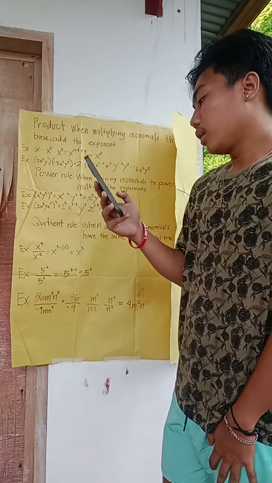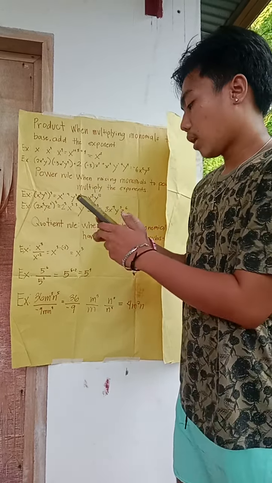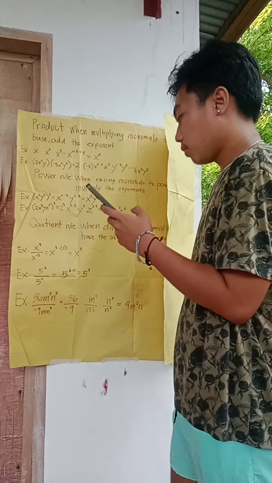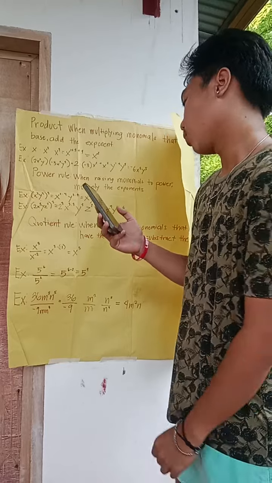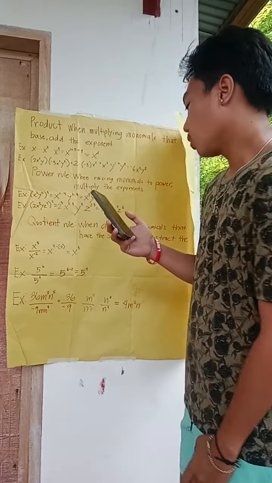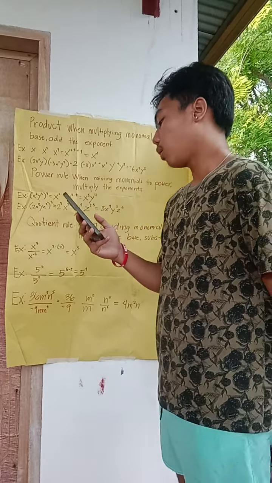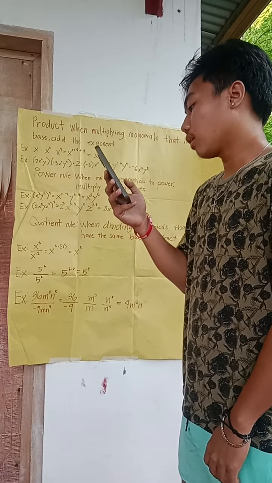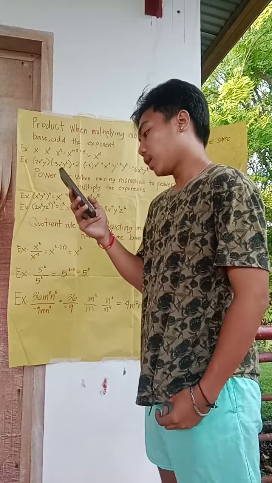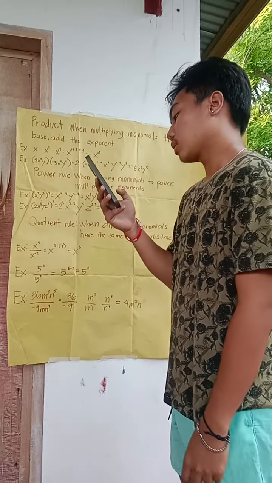The next example here is 5 to the power of 6 over 5 squared, equals 5 to the power of 6 minus 2, and the result will be 5 to the power of 4. We combine and subtract our monomial exponents, making the value 5 to the power of 4. Last on our list is the final example.